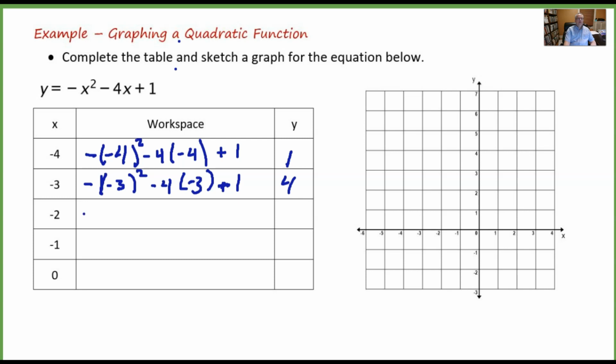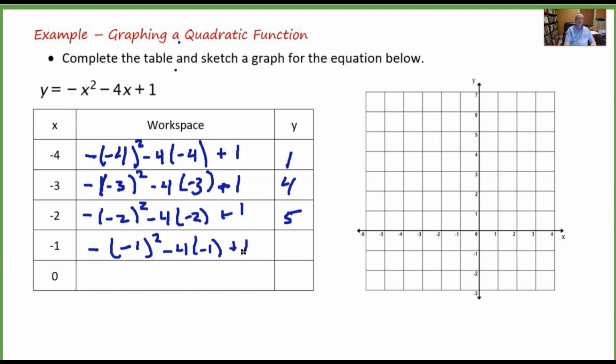All right, let's put in -2. Minus, parentheses, -2 squared, minus 4 times -2 plus 1. This is going to be -4 plus 8. That's 4 plus 1 is 5. All right, and we can do the other ones similarly. That ends up being 4, and 0, the easiest one is last. We don't need parentheses around 0. Well, this one I have to write it as multiplication, and then plus 1. We end up getting 1.